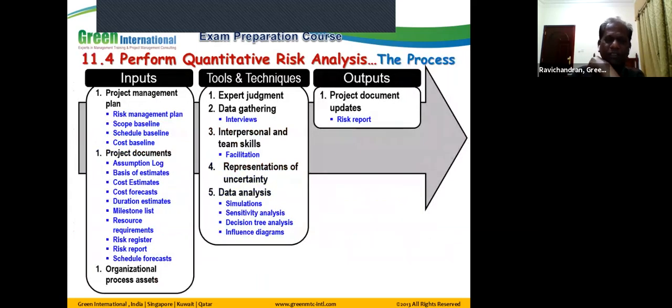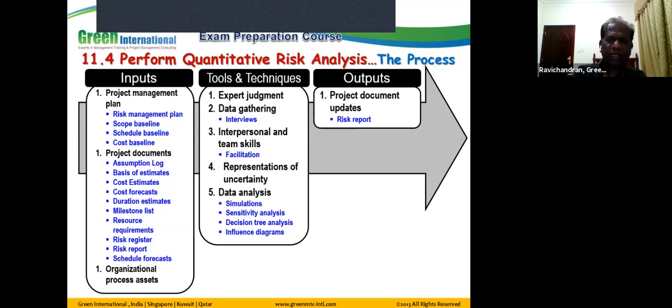Let's look at the process. When I want to quantify the risk impact, what do I need to have in my hand? The risk management plan is one of the good inputs because we already thought about it. How are you going to perform the quantitative analysis? What are the tools and techniques you are going to utilize? You already documented that over there. Most of the time, our impact is calculated based on scope impact, time impact, and cost impact. So these 3 baselines are useful documents for us.